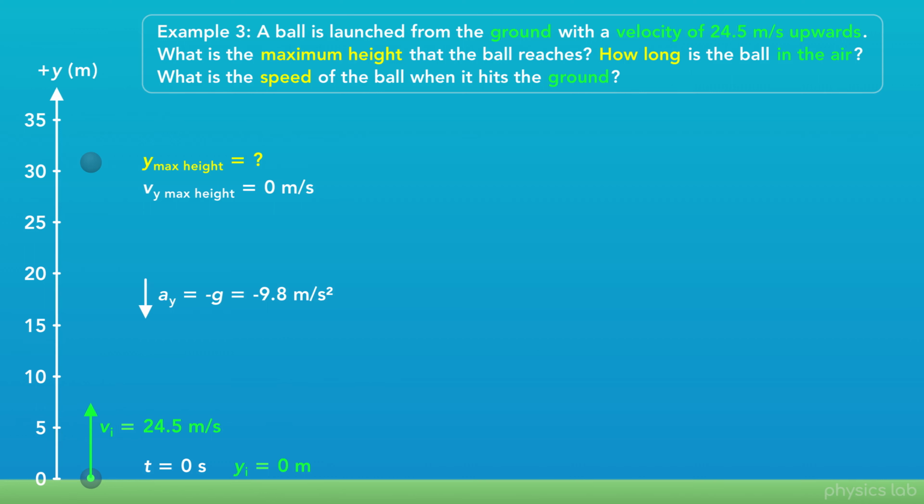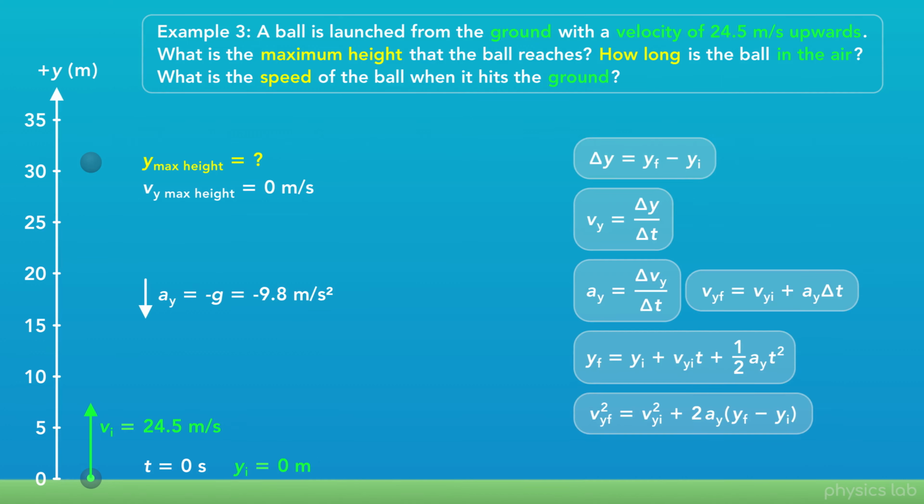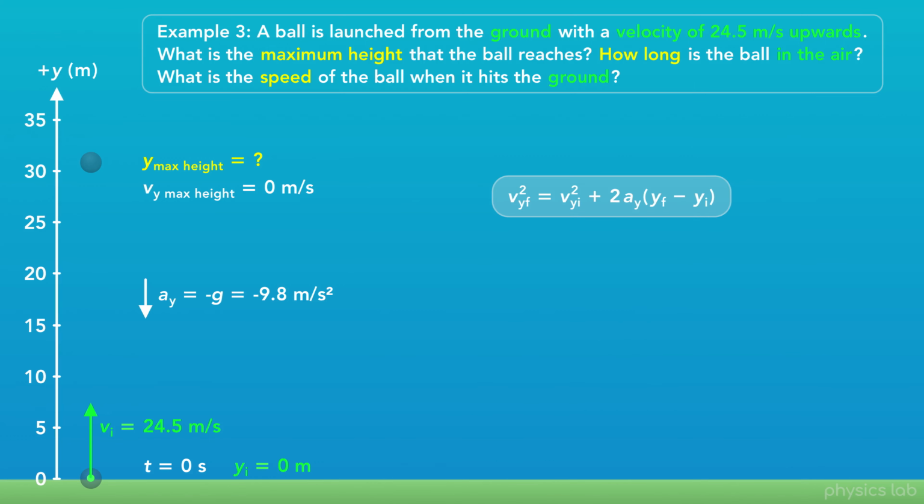With that information, we know the initial velocity, the velocity at the maximum height, and the acceleration. So which equation can we use to find the y position at the maximum height? The only one we can use with the information we have is this equation. For this part, we're treating the maximum height as the final position.